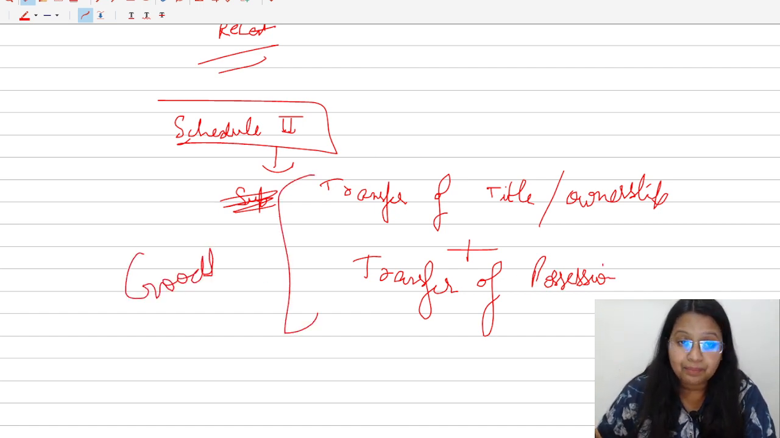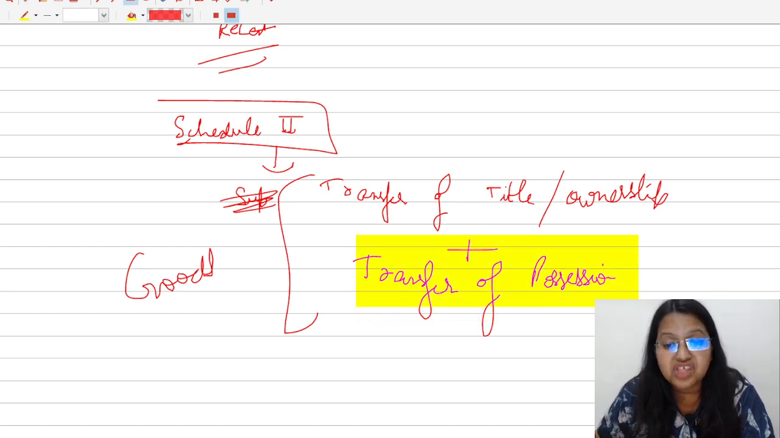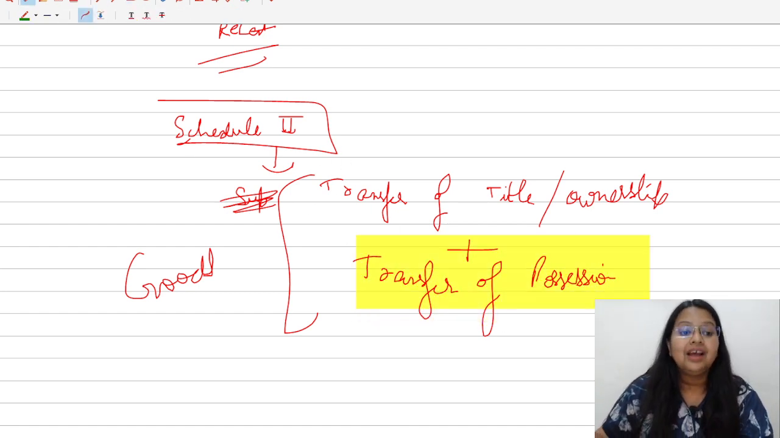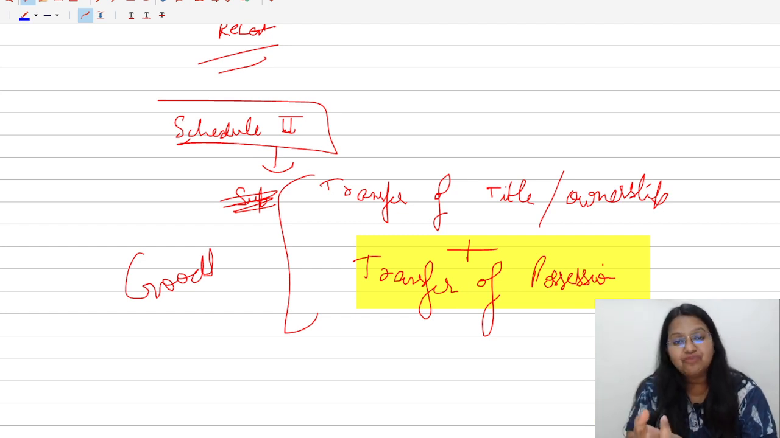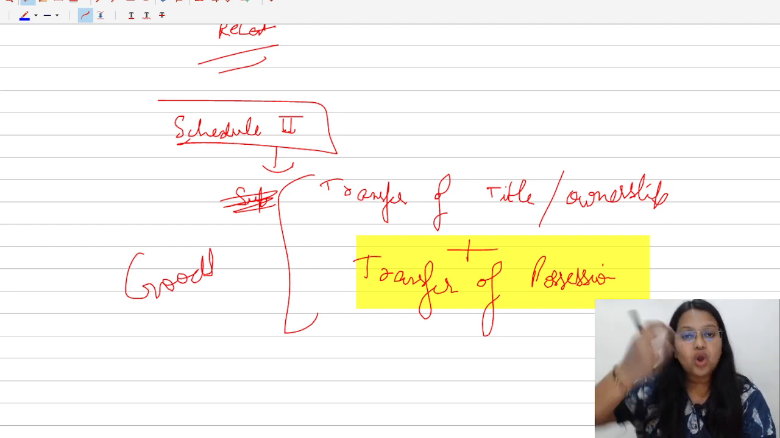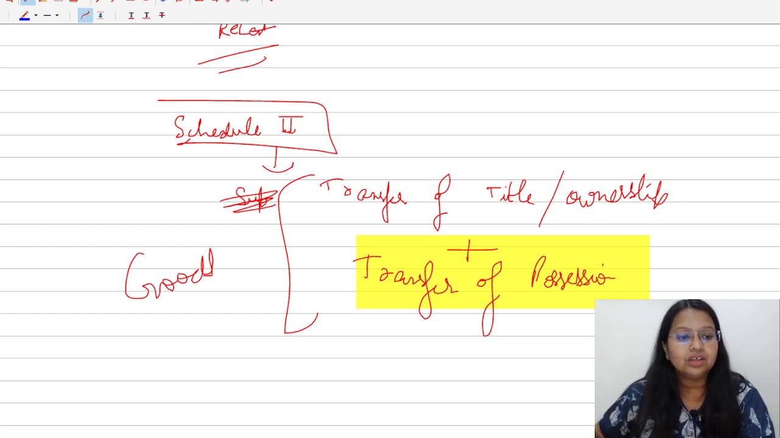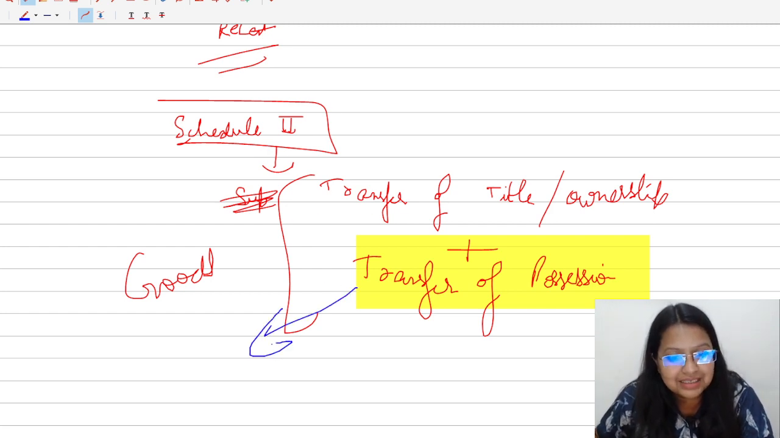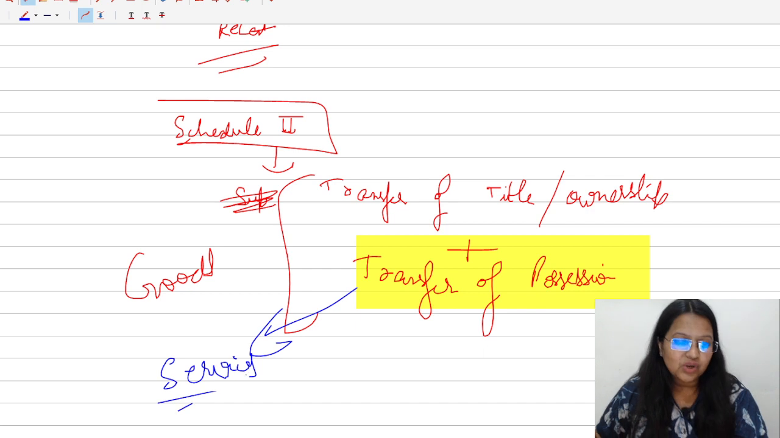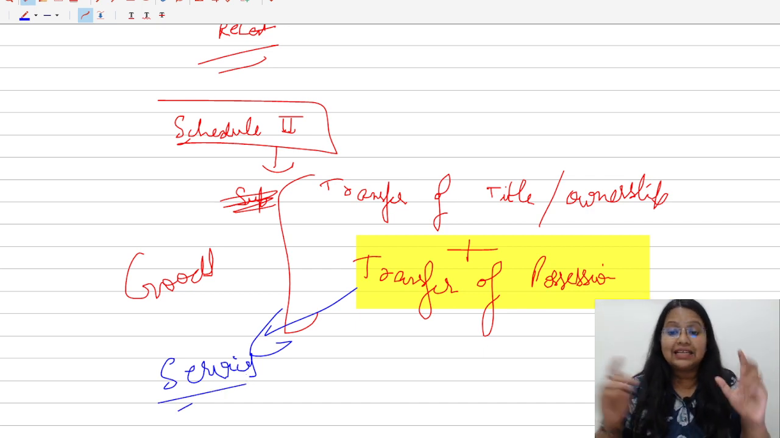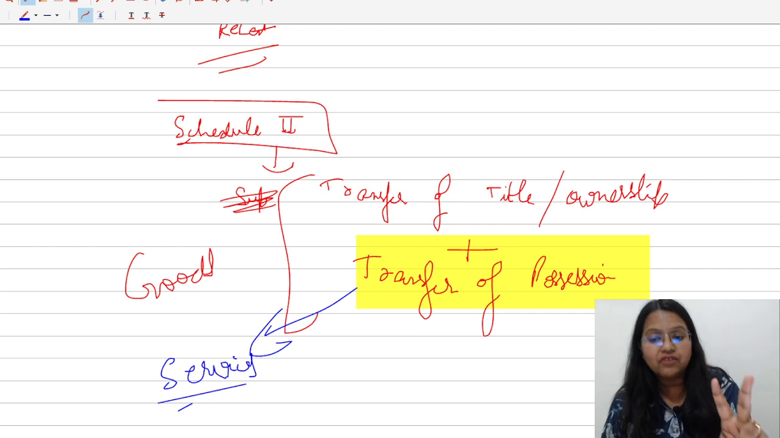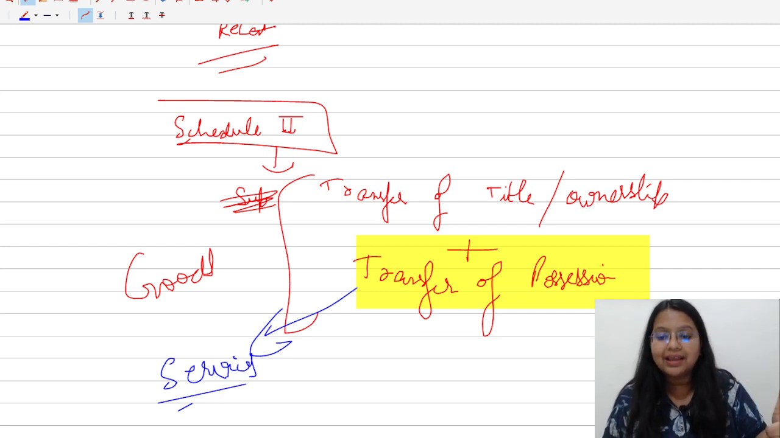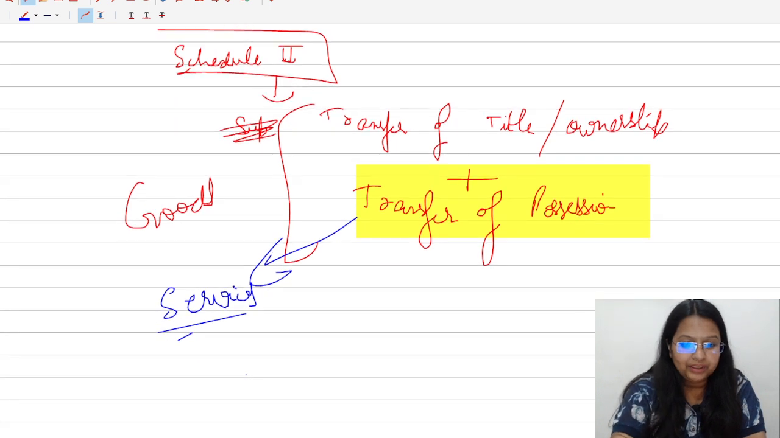But if there is only a transfer of possession, it means the title and ownership have not been given. For example, in the case of rent, possession has been given, but not the title or ownership. The owner is still the owner, and has not transferred the right to the title or ownership to any person. In that case, it will be considered a supply of services. So if both conditions are satisfied, a transfer of title or ownership plus transfer of possession, it will be covered under the goods category. Or if there is only a transfer of possession, it will be covered under the category of supply of services. Okay, now let's talk about it.